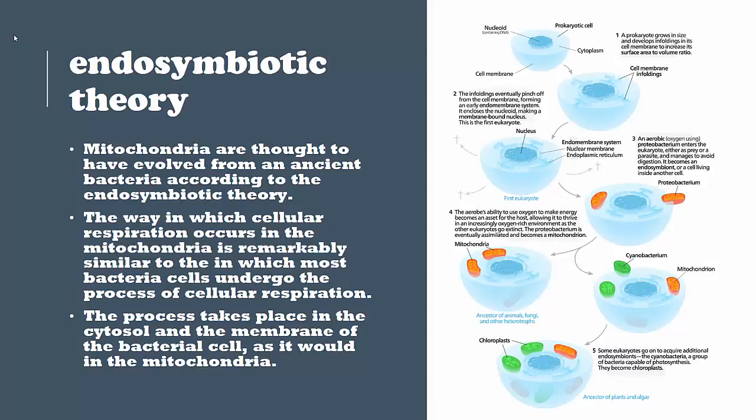Mitochondria are thought to have evolved from an ancient bacteria according to the endosymbiotic theory. The way in which the cell respiration occurs in the mitochondria is remarkably similar to the way in which most bacteria cells undergo the process of cellular respiration. This process takes place in the cytosol and the membrane of the bacterial cells, just as it would in the mitochondria.